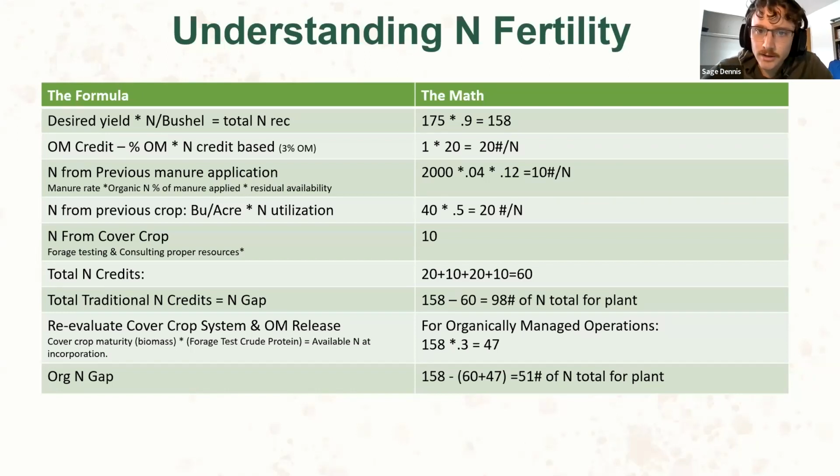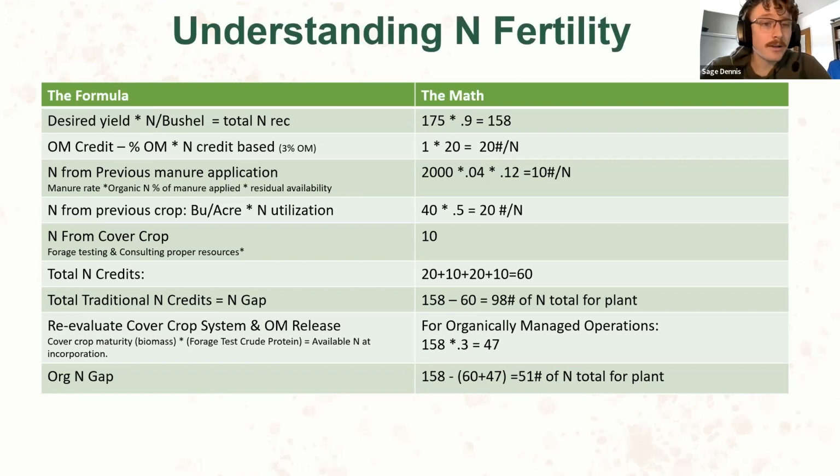Using our information from the conversation before, we know that our farmer wants 175 bushels to the acre, and each bushel of corn uses 0.9 pounds of nitrogen. So we would need a total of 158 pounds of nitrogen per acre. And I'm dealing with numbers rounded to the nearest whole number. If you do happen to be doing this math along with us, there will be a very small amount of variation, but it will not change the recommendation overall.